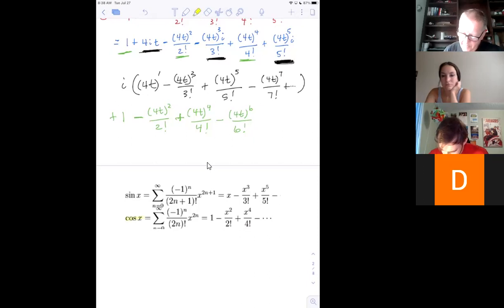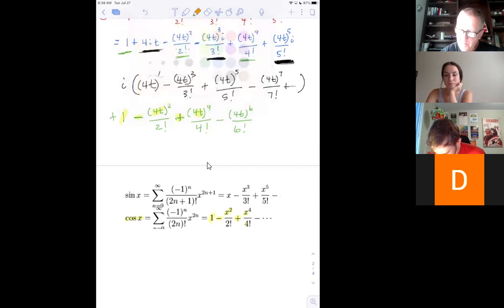So cosine of x starts with a 1. Hey, that's sort of with a 1. And then it's a minus. Hey, there's a minus. And then it was junk squared. Hey, there's some junk squared over 2 factorial. And then it was plus. Hey, there's a plus. And then it was junk to the 4th. Hey, there's some junk to the 4th over 4 factorial. It's exactly the same. You agree with that?